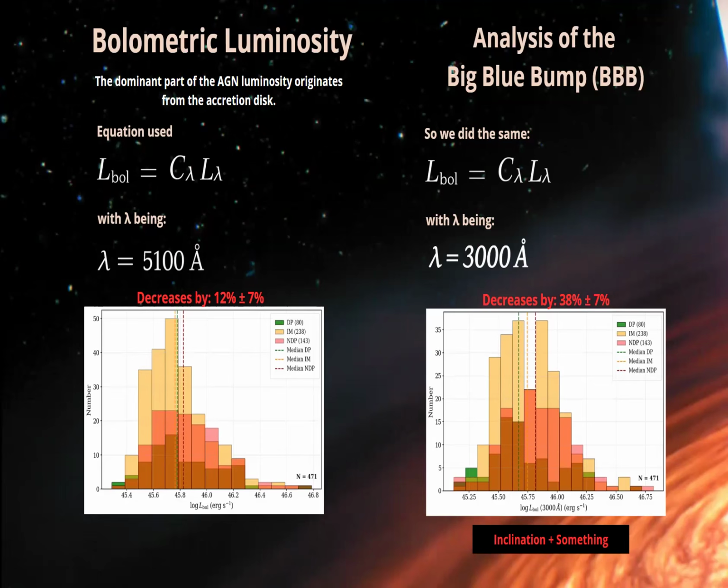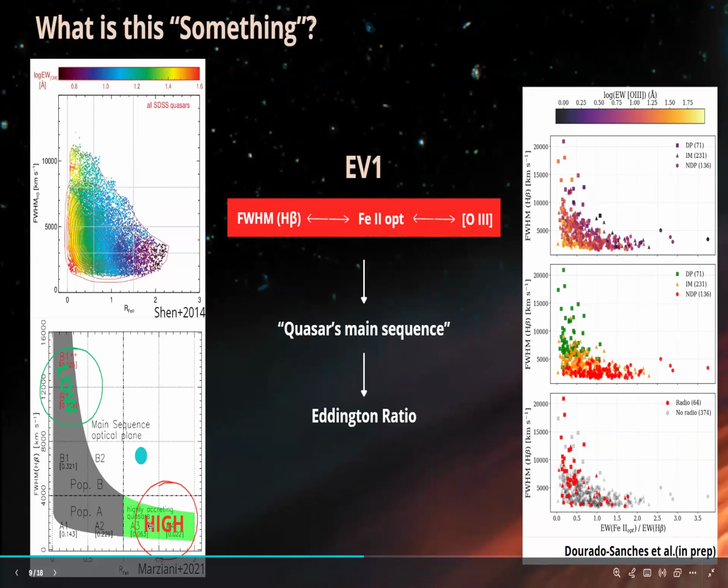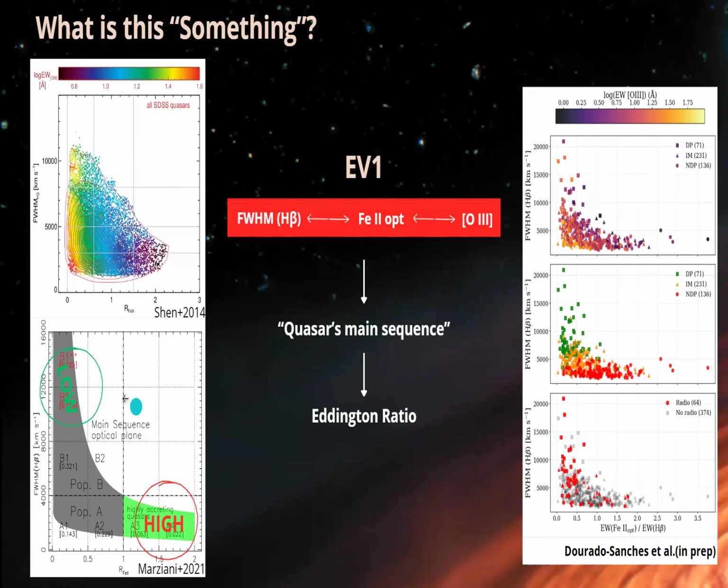and that something else must be contributing to it. But what is this something else? So we decided to study the eigenvector 1 parameter of our objects, which is basically the main sequence of the quasars. The interpretation of this parameter is related to the accretion rate of the quasars, where objects in this region tend to have higher Eddington ratio, while objects in this other region here tend to have lower Eddington ratio.